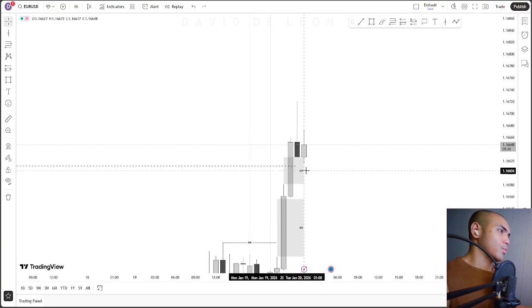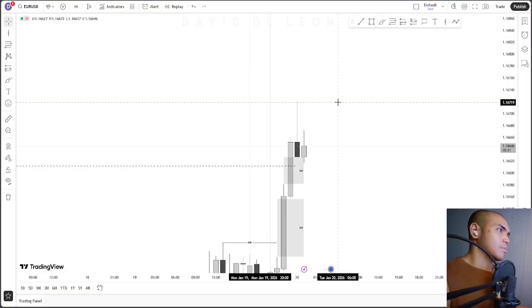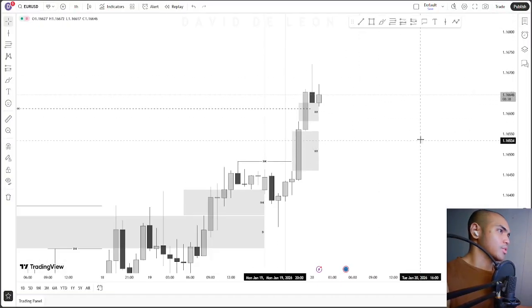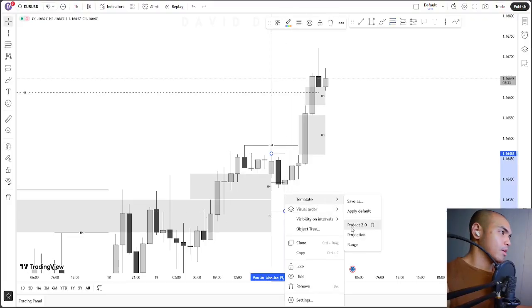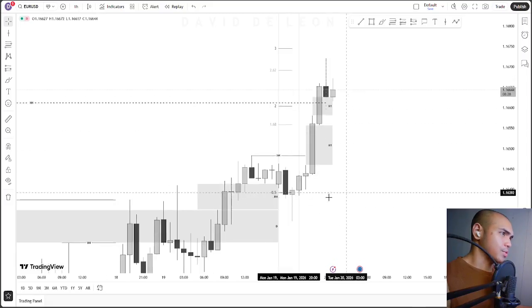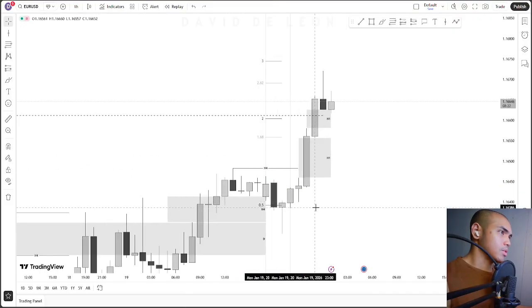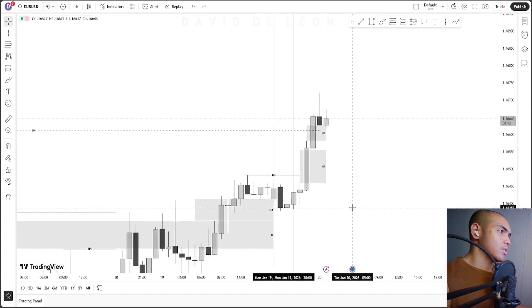I'm also not going to take this for further continuation to the upside, because it's already pretty extended. If I use the deviation tool here, we can see we already reached the 2 STD.